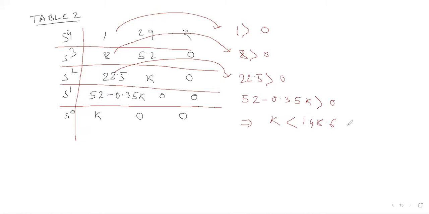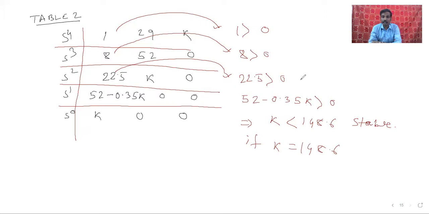If K less than 148.6, then this value is greater than zero and the system will be stable. And if K equals 148.6, then this is marginally stable. When K greater than 148.6, then this will be negative. And sign change plus 2 minus, minus 2 plus, 2 sign changes, 2 roots on the right hand side of the S plane. So in this case, this is unstable.